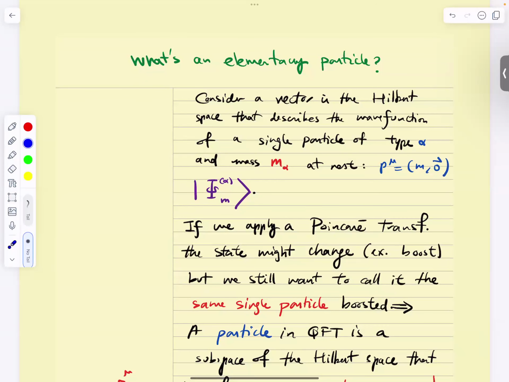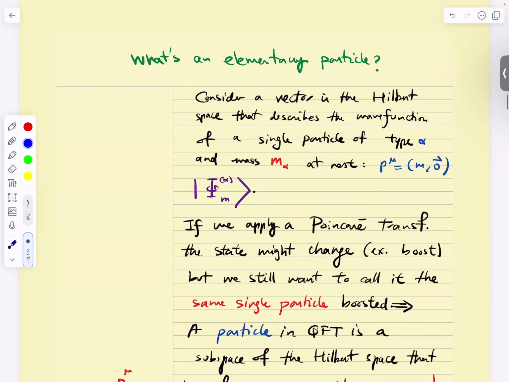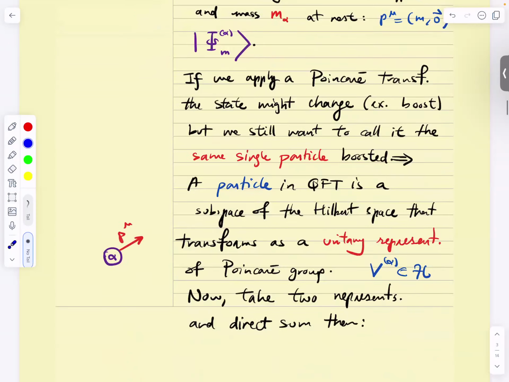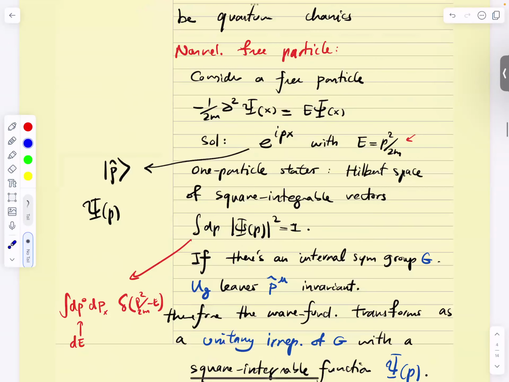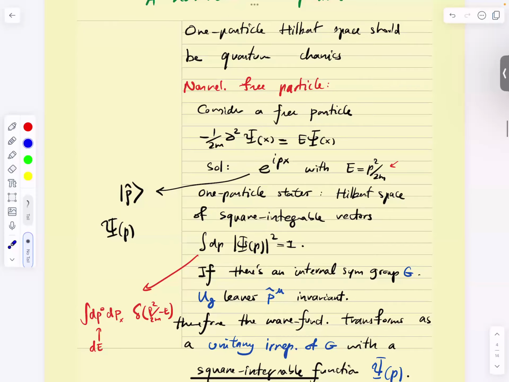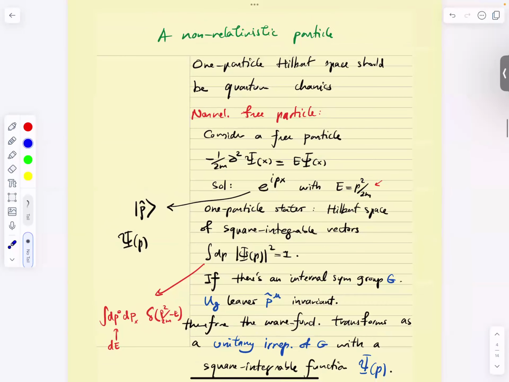I said this before, but in quantum field theory we need not have the notion of particles. But if you do have a sector of the Hilbert space that transforms irreducibly under the Poincare transformations, then we say that that is a single particle. Let me just skip all of this, up to a point.